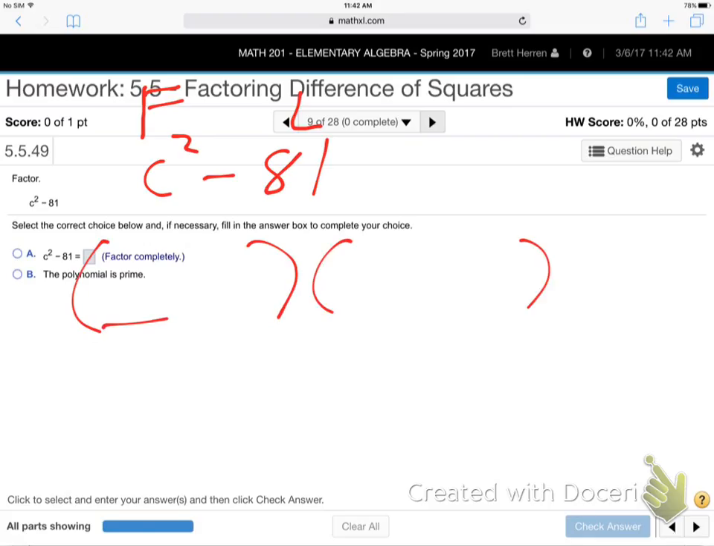And just say, all right, front times front to make front, right? F means front, front, front. So what times what makes c squared? C and C, right? Good so far. So just C and C. And then last times last to make 81. What times what makes 81? 9 and 9.